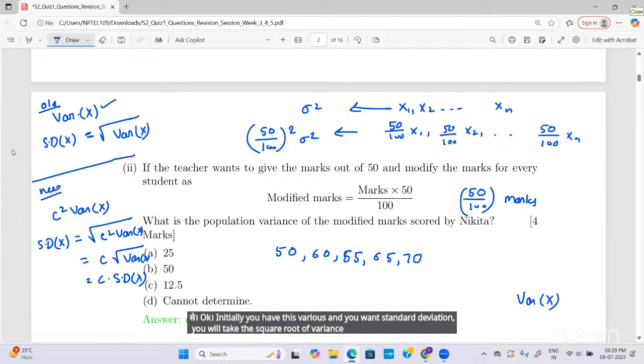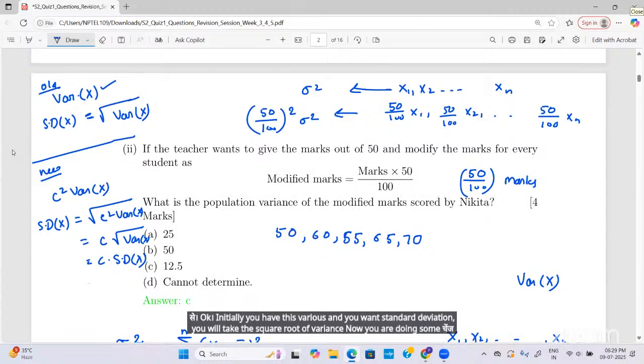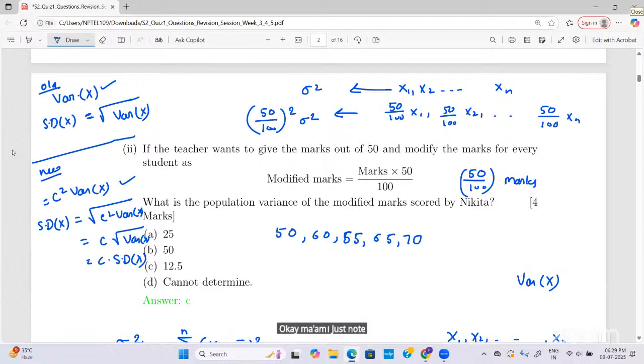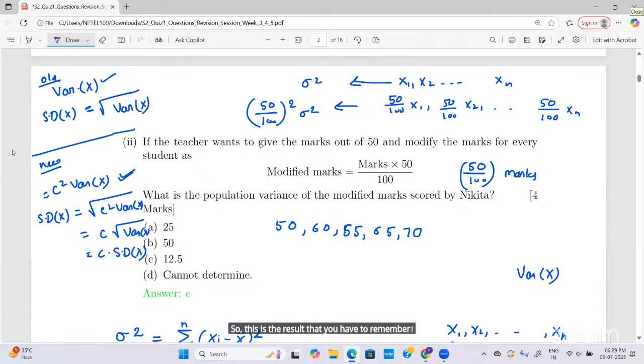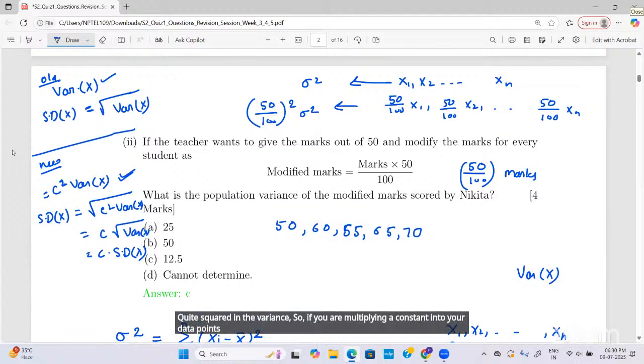Now you are making some changes. You are multiplying by C in all the data points. So your new variance will become C square times the old variance. This is just the result that you have to remember. So if you are multiplying a constant into your data points, the variance will become C square times the variance of X, the old variance.